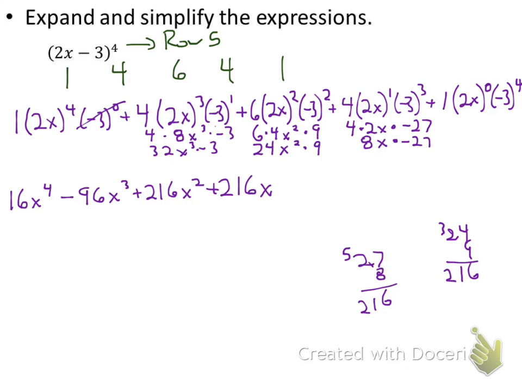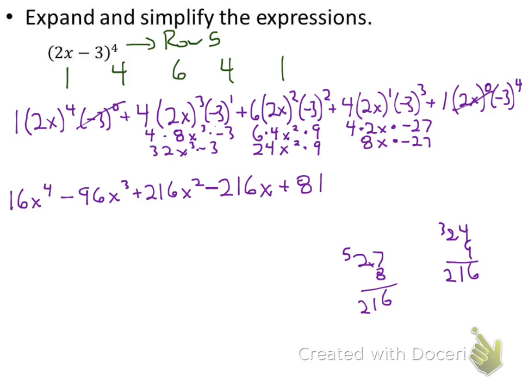And our last one, it's going to be 1 times 2x to the 0, which is 1, times negative 3 to the 4th. 3 to the 4th is 81, so plus 81. We have no x there because we've counted down our x to 0. One last thing we noticed there was we have the 216 to the x. That was a negative, so we need to make sure there's a negative there. Hopefully you saw that.